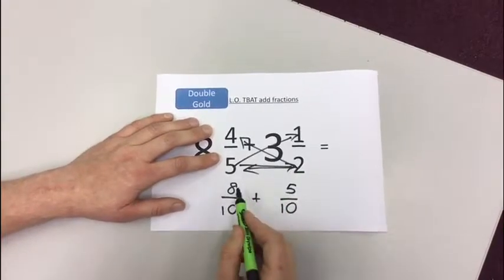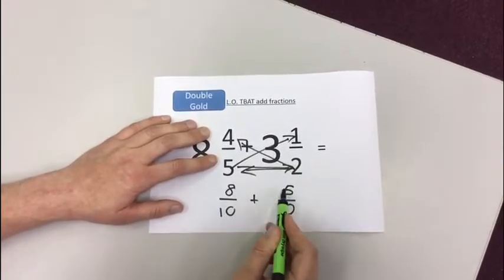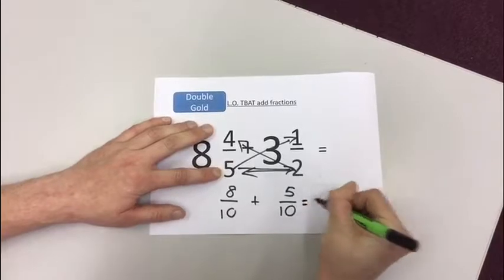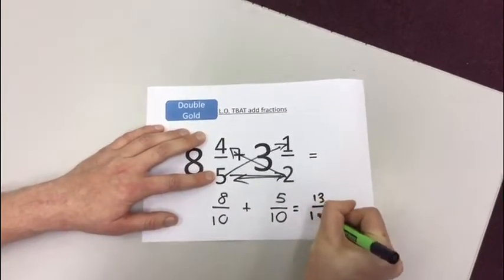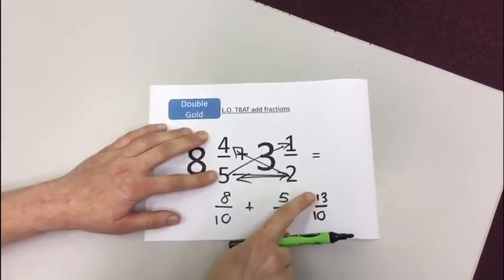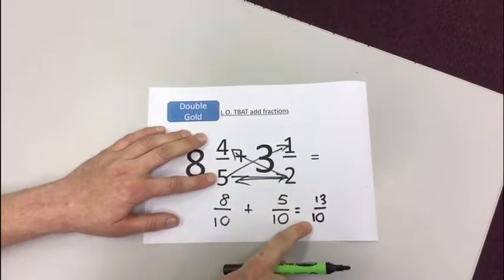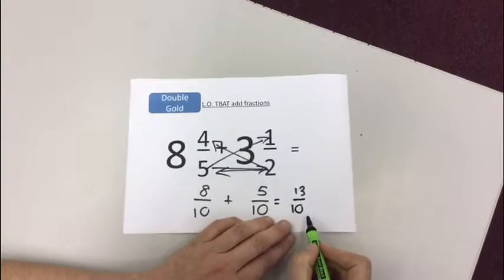Going back to bronze standard, I only add the numerators together. 8 plus 5 is 13. So 8/10 plus 5/10 is 13/10, which we can see is improper because our numerator is larger than our denominator. So I prefer to turn these into a mixed number first.